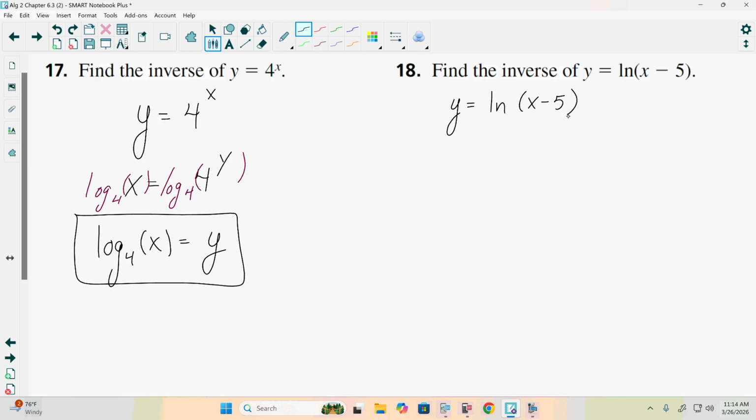y is equal to the natural log of x minus 5. What do we need to do first? Switch the x and y. Then yes. Because after we switch the x and y, we need to get that y by itself. We need to get it out of the logarithm. This is what we're really trying to do. And yes, we would use that base of e.